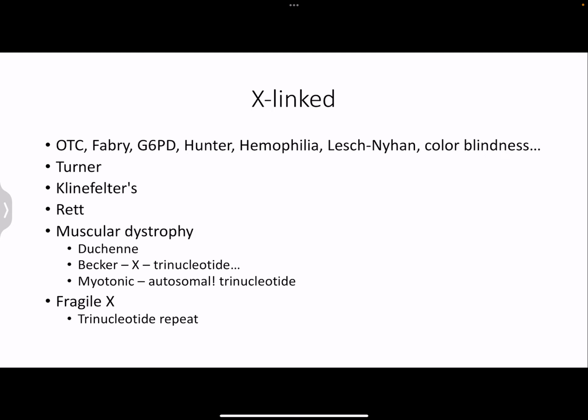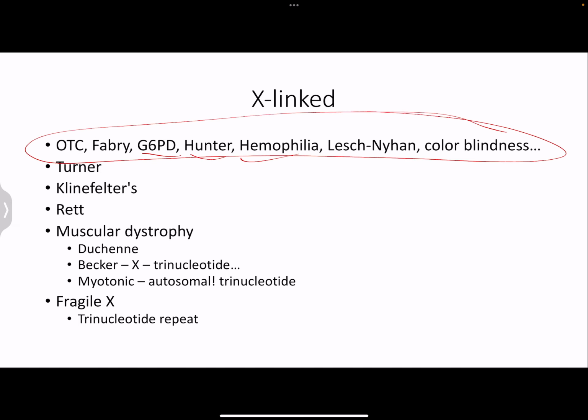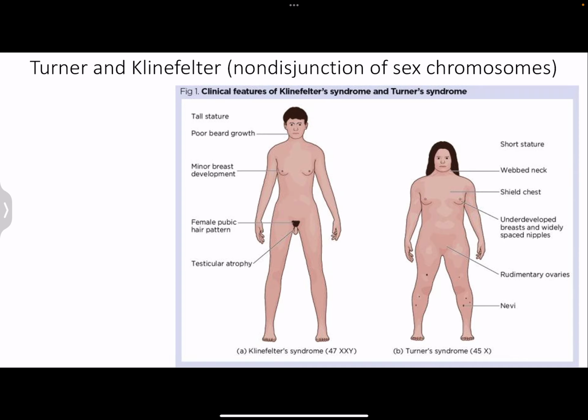Moving on to X-linked syndromes: ornithine transcarbamylase, Fabry, glucose-6-phosphatase, Hunter. We've already talked a bit about these, so we're going to focus on these over here. Turner's, Klinefelter's, Rett, muscular dystrophies. Note that the last one is not X-linked. I just included it because I thought it was a good idea to bundle all the muscular dystrophies together. And then Fragile X, which is a trinucleotide repeat.